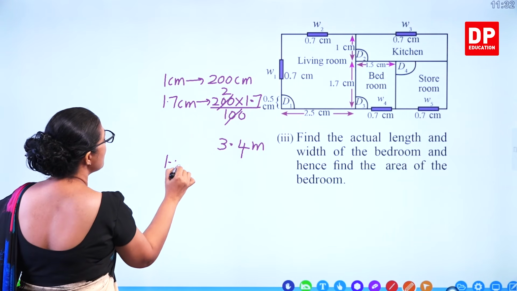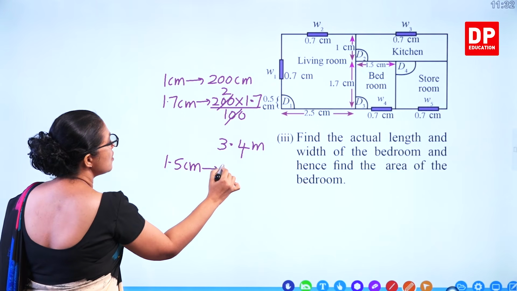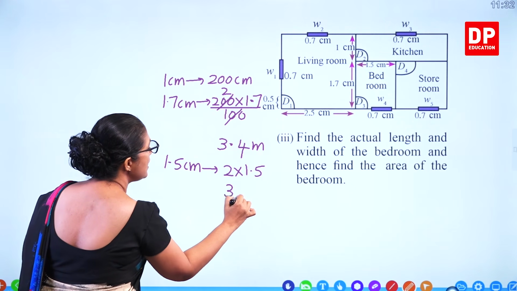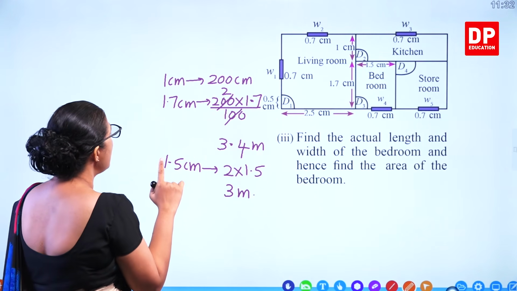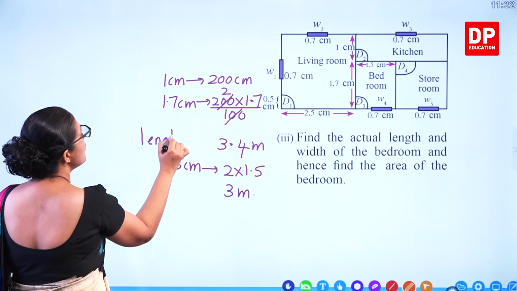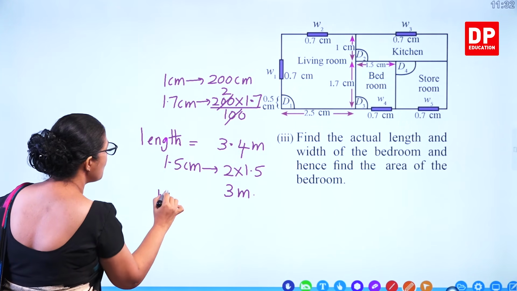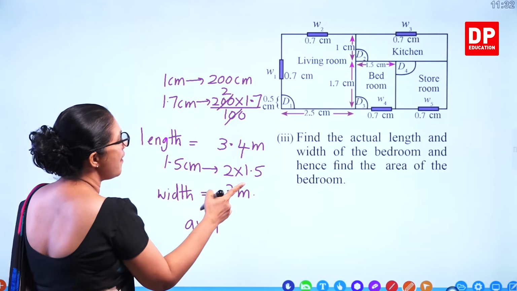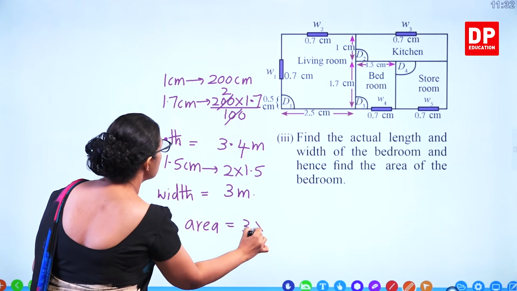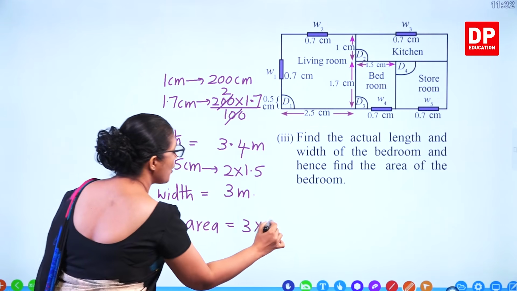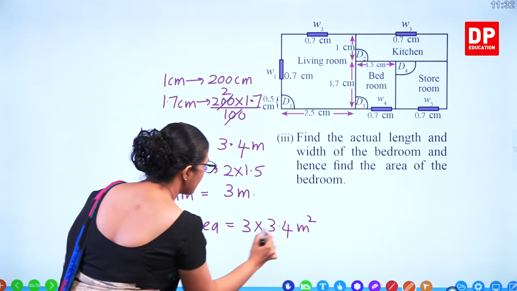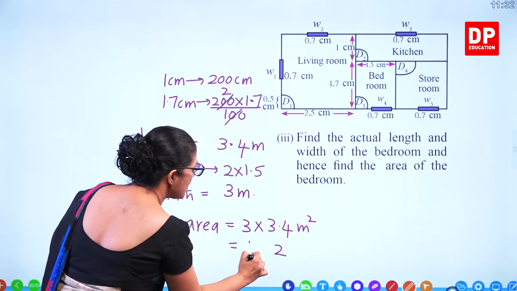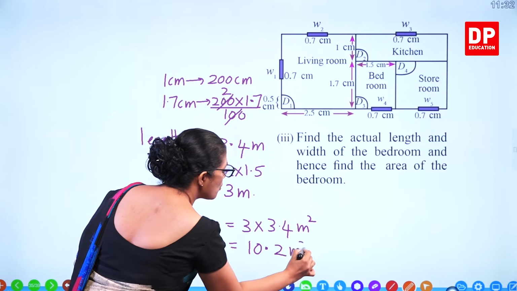Then what about the other side? 1.5. 1.5 centimeter means, here 2 into 1.5. That's 3 meters. So that's the length of the room and this is the width of the room. So find the area of the bedroom. 3 times 3.4 square meters. 3 times 4, 12. 1 remaining. 3 times 3, 9 plus 1, 10. So 10.2 square meters.